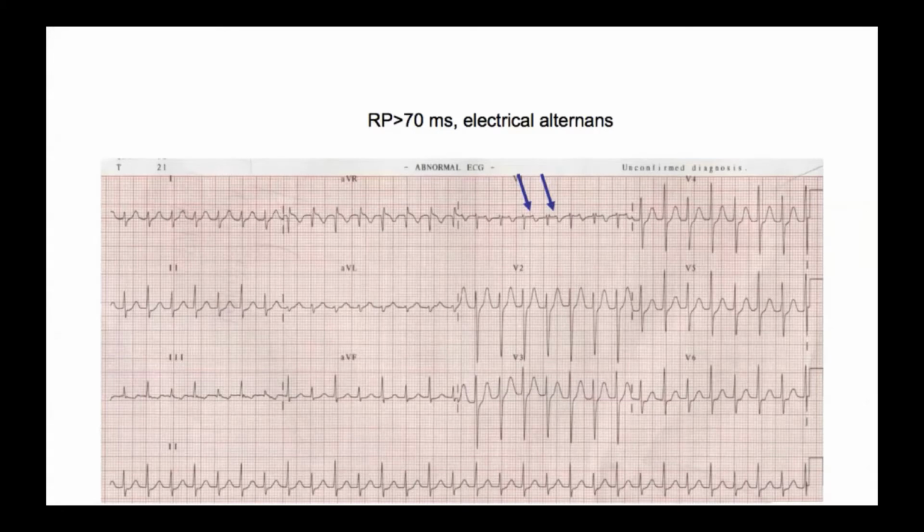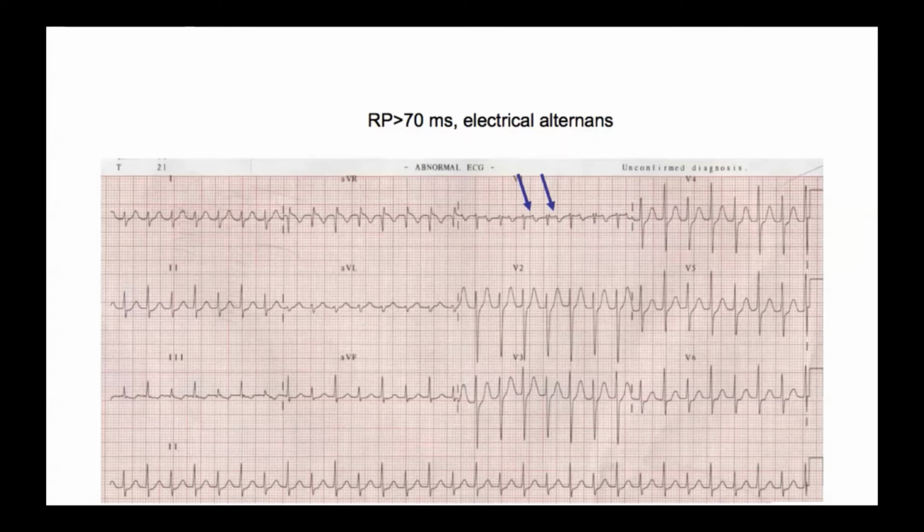Okay, so this is a narrow-complex tachycardia. I cannot see a clear P wave, but there is a pseudo R wave in V1, and also there is electrical alternans. So this goes with AVNRT.